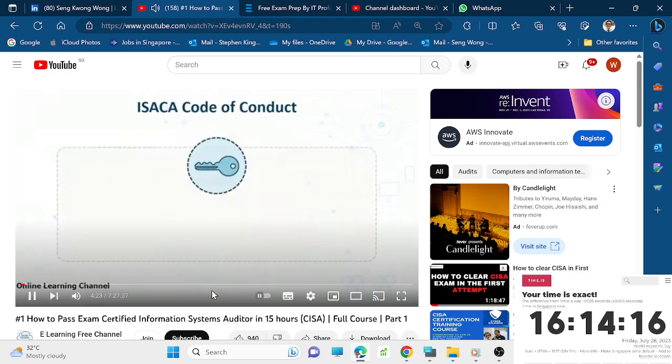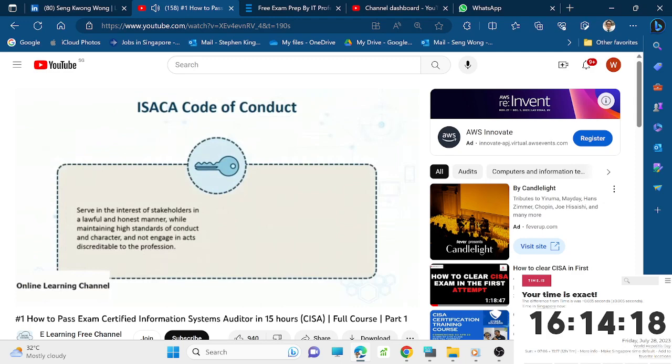The third item in the Code of Conduct is to serve in the interest of stakeholders in a lawful and honest manner while maintaining high standards of conduct and character and not engage in acts discreditable to the profession. Because if it's deemed that this is occurring, then you could lose your CISA certification from ISACA.